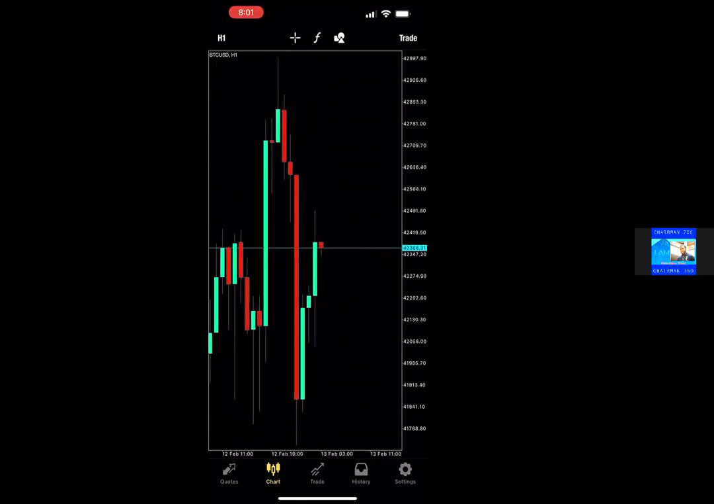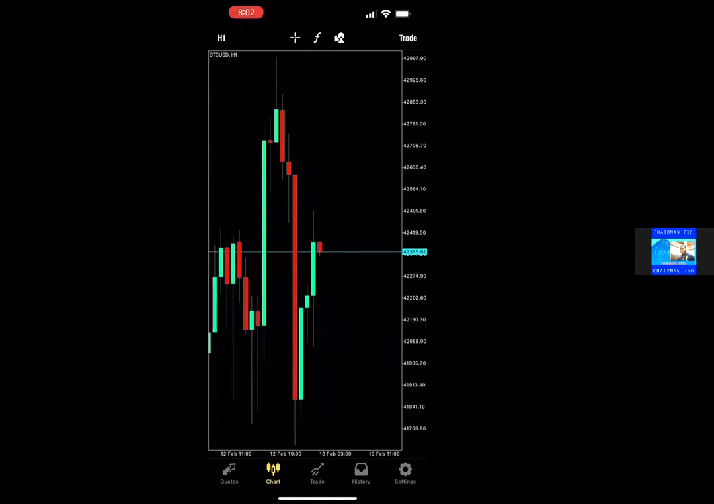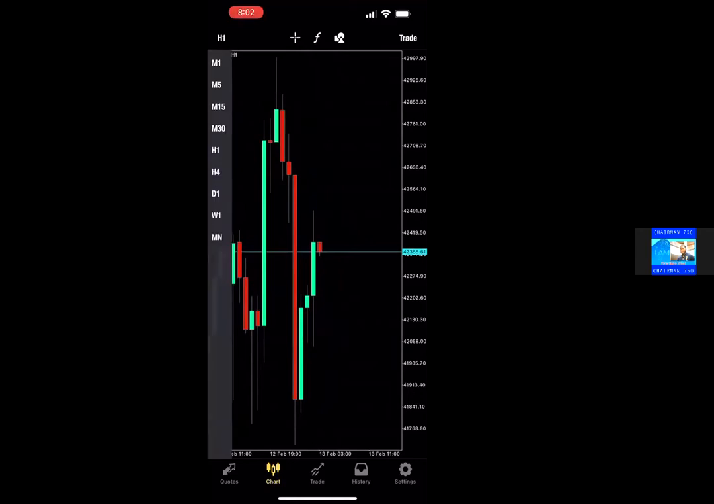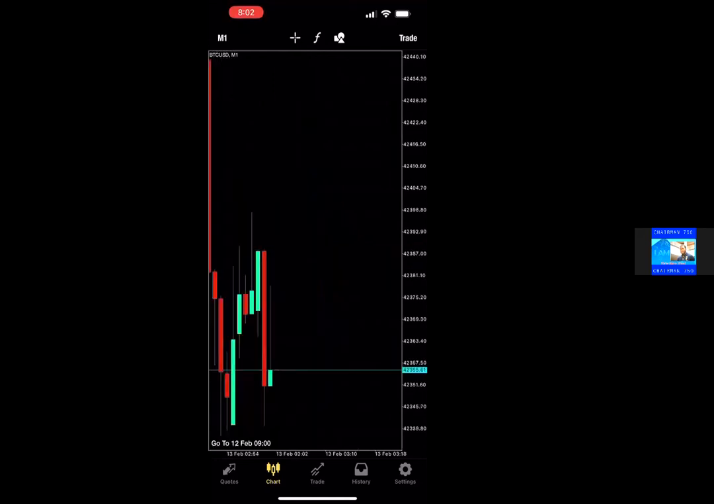What I also want to go over is in the top left corner, these are your time frames. And it says M1, M5, M15, M30, H1, H4, D1, W1, and MN. Now, each of these time frames represent when you're going to be seeing a new candlestick. So for example, if I go to the M1, which means 1 minute, I'm going to see a new candlestick come out every minute.